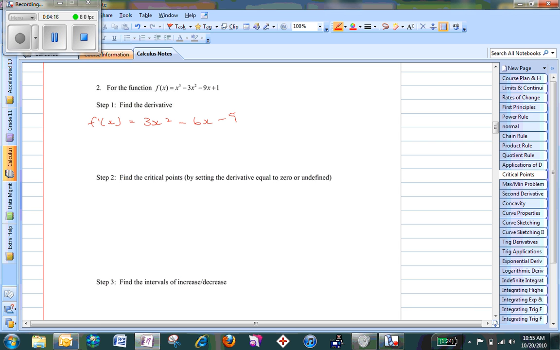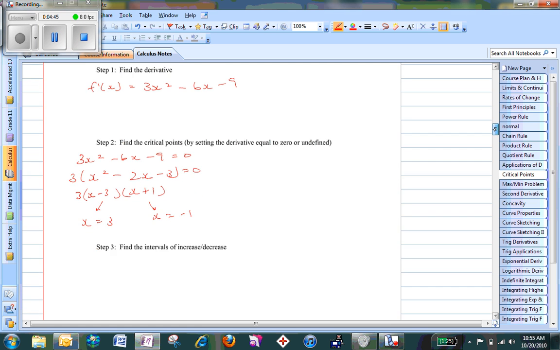Because there's no denominator, I'm not setting it equal to 0. I'm only setting the numerator, in this case, what I have, equal to 0. So I get 3x squared minus 6x minus 9 is equal to 0. I'm going to take out a common factor of 3. I get x squared minus 2x minus 3 is 0. I want a product of -3 and a sum of -2. My numbers are x minus 3 and x plus 1. Therefore, x is equal to 3 and x is equal to -1.